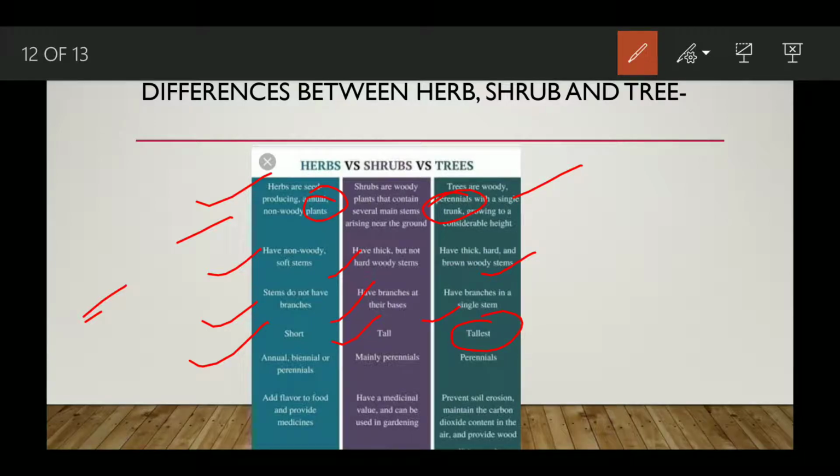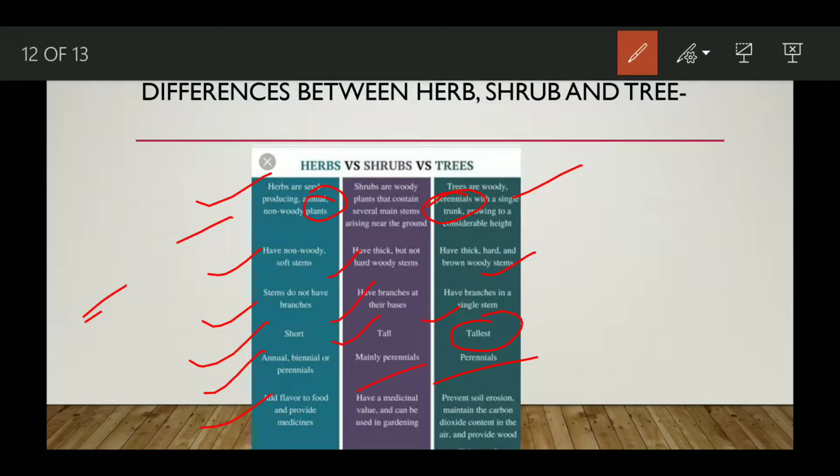Again, if we introduce the term life cycle of these plants, herbs are annual or biennial, shrubs are mainly perennial, and trees are perennial. If you remember, I have explained annual and perennial. Biennial means the plant which lives for 2 years.